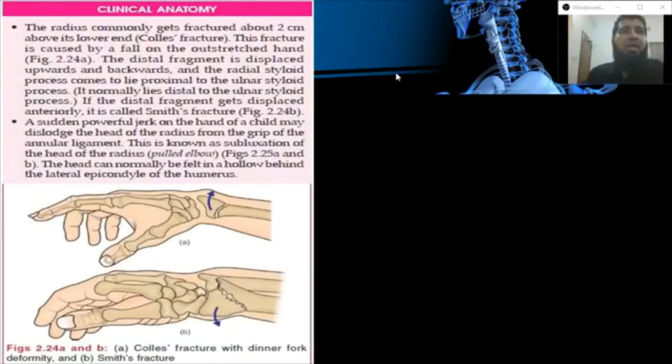So here is a clinical topic related to the radius. There is Colles fracture and Smith's fracture. The radius commonly gets fractured about 2 cm above its lower end, which is called Colles fracture. When a person falls on an outstretched hand, this fracture occurs. And there is another figure showing Smith's fracture. Colles fracture is more important for you. If the distal segment gets displaced anteriorly, it is called Smith's fracture.